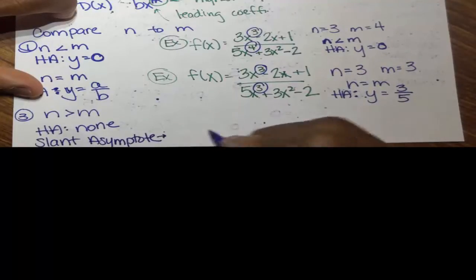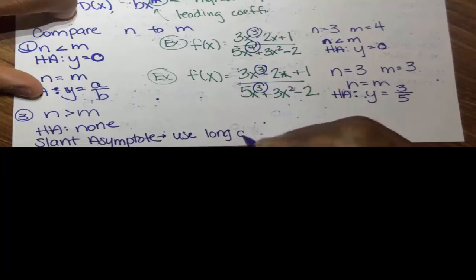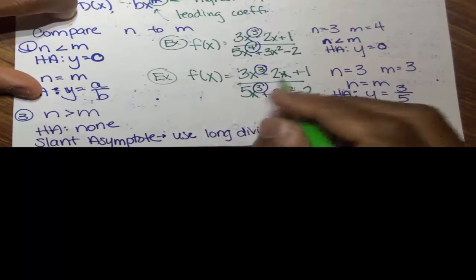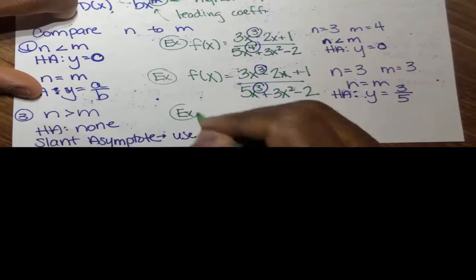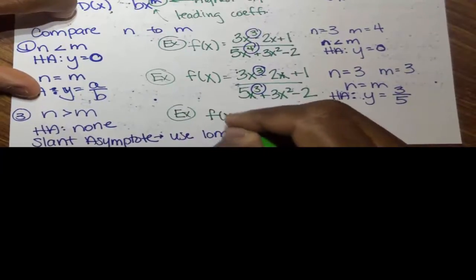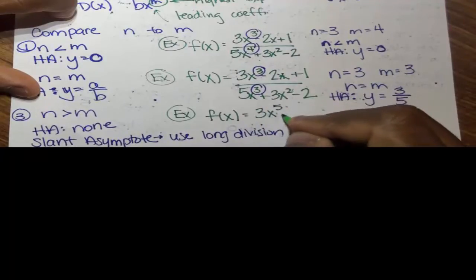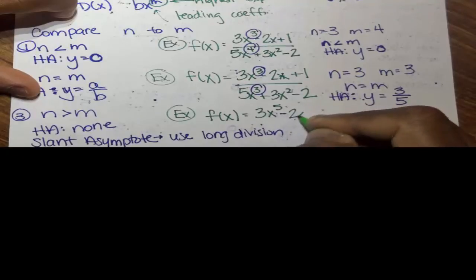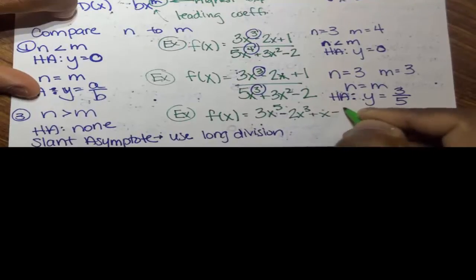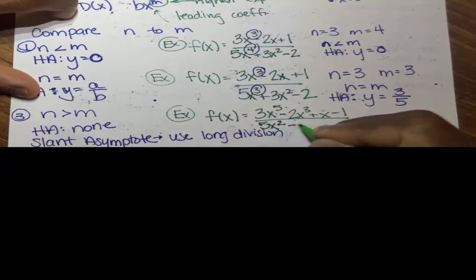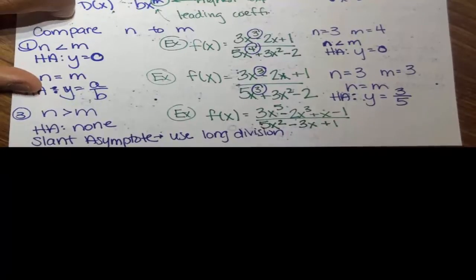In order to find the slant asymptote, you have to use long division. We're not going to talk about that yet. I just want you to tell me if it's a slant or not. So that looks like this. 3x to the 5th minus 2x cubed plus x minus 1 divided by 5x squared minus 3x plus 1.